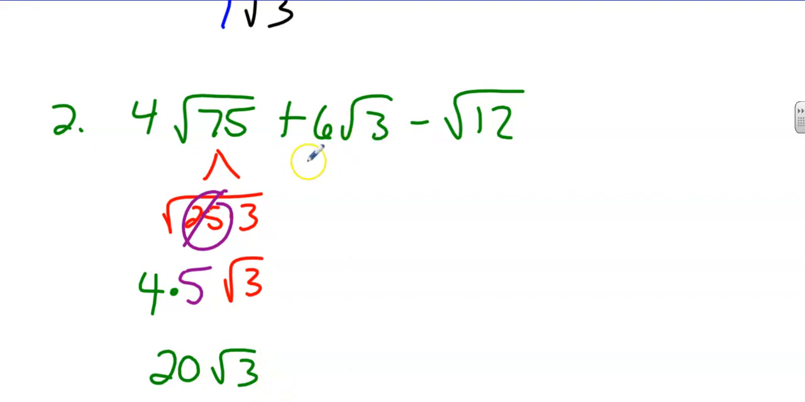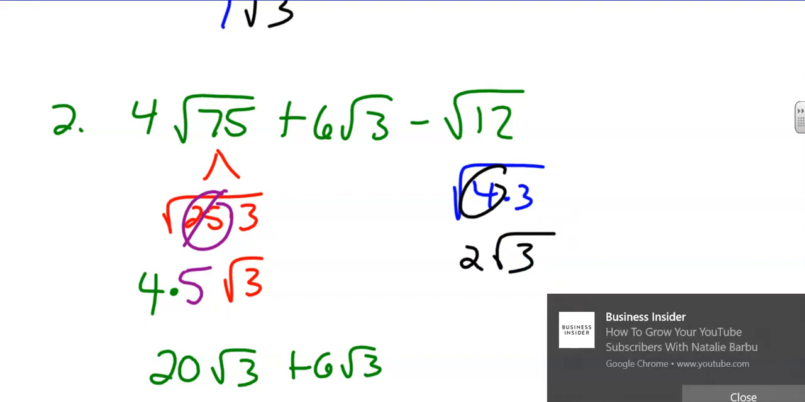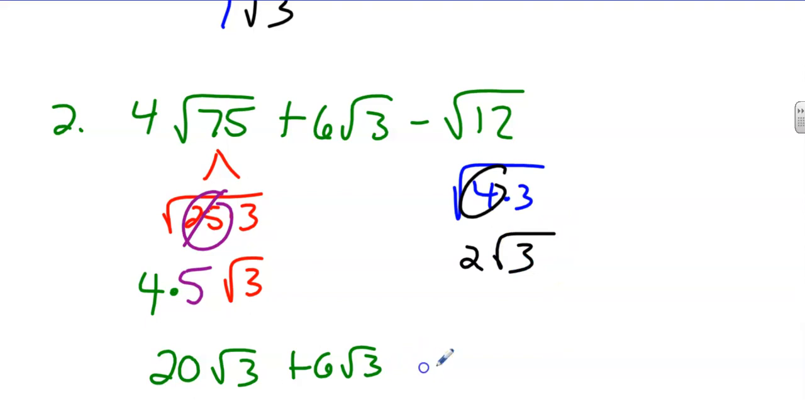Okay, the 6 square root of 3, there's nothing you can do with that one, so we're going to bring it straight down. And square root of 12, same thing. If you take this one and start to break it down, it's 4 times 3. But you can take the square root of 4 to make that 2. So it's 2 square root of 3, that was a minus. So then minus 2 square root of 3.